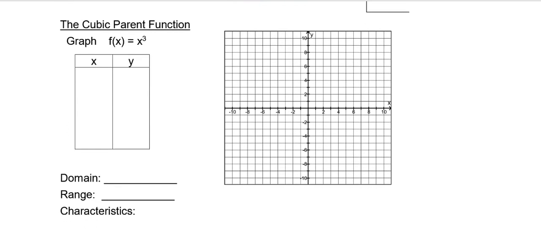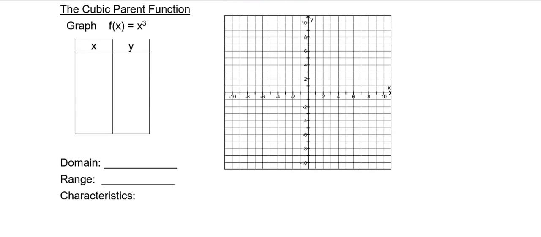Let's look at the cubic. We're now going to look at the cubic parent function. The cubic parent function is when f of x equals x cubed. We're going to start out with a table of values. We start with the basic one, the origin 0, 0, then negative 1, negative 2. If I put in a negative 1 and cube it, I get a negative 1. If I put in a negative 2 and cube it, I get a negative 8. Similarly, if I put in 1 and cube it, I get 1. If I put in 2 and cube it, I get 8.